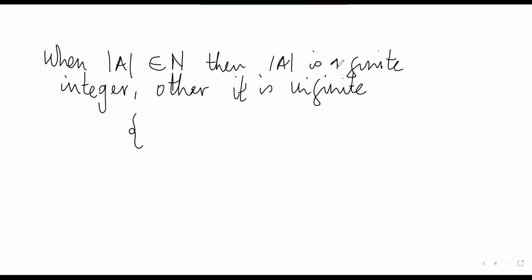For example, if set A is equal to this, then the cardinality of A, written like that, is just 3. Yeah. Cardinality is 3.